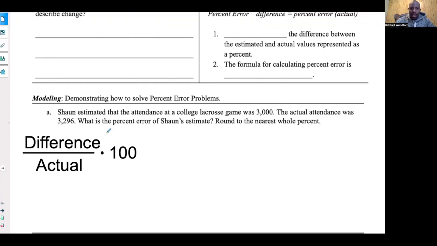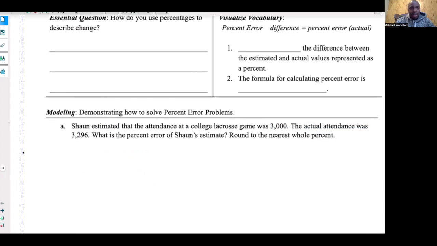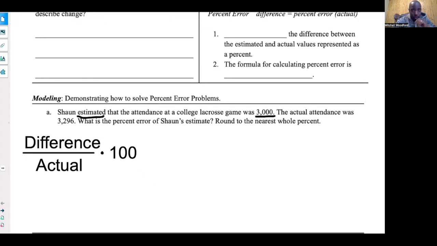So when I'm looking at the information they gave me, they told me the estimated value is 3,000. They told me the actual value, right? And it's very important that we recognize these words. Recognize the words that they're talking about here. They're telling you actual, they're telling you estimated, they're giving you what you need to know. Now, not every word problem is going to say estimated and actual. Some might say miscalculated. They might say they thought.